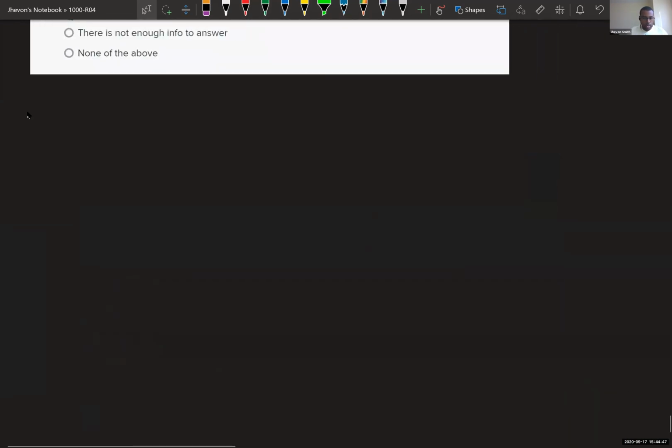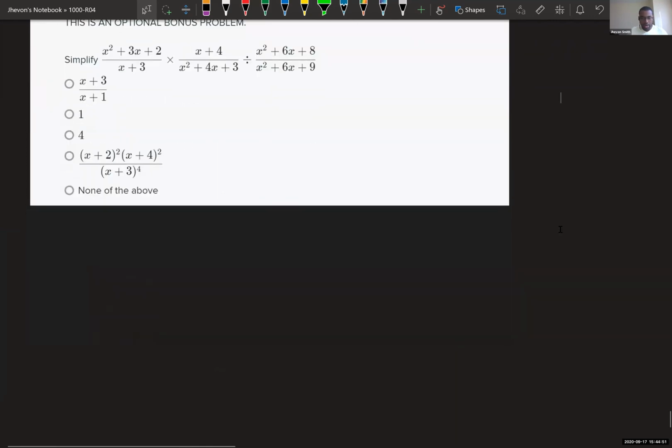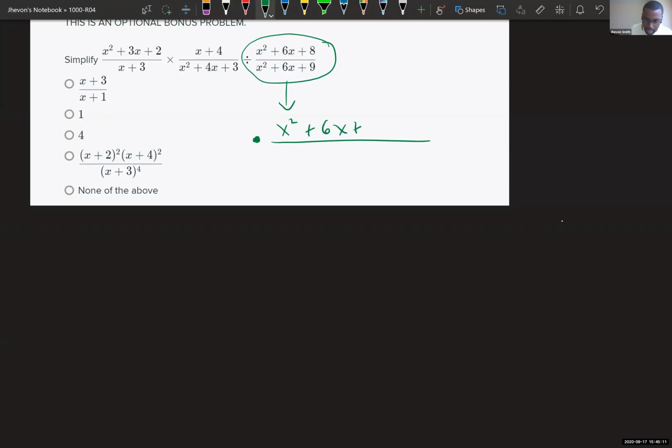Okay, so this is a few lectures away, but again, it's another thing that a lot of you might actually know how to do. But we have a minute left, so I guess I'll just walk through this one. So first of all, you would flip this. You'd replace this with multiply by x squared plus 6x plus 9 over x squared plus 6x plus 8.